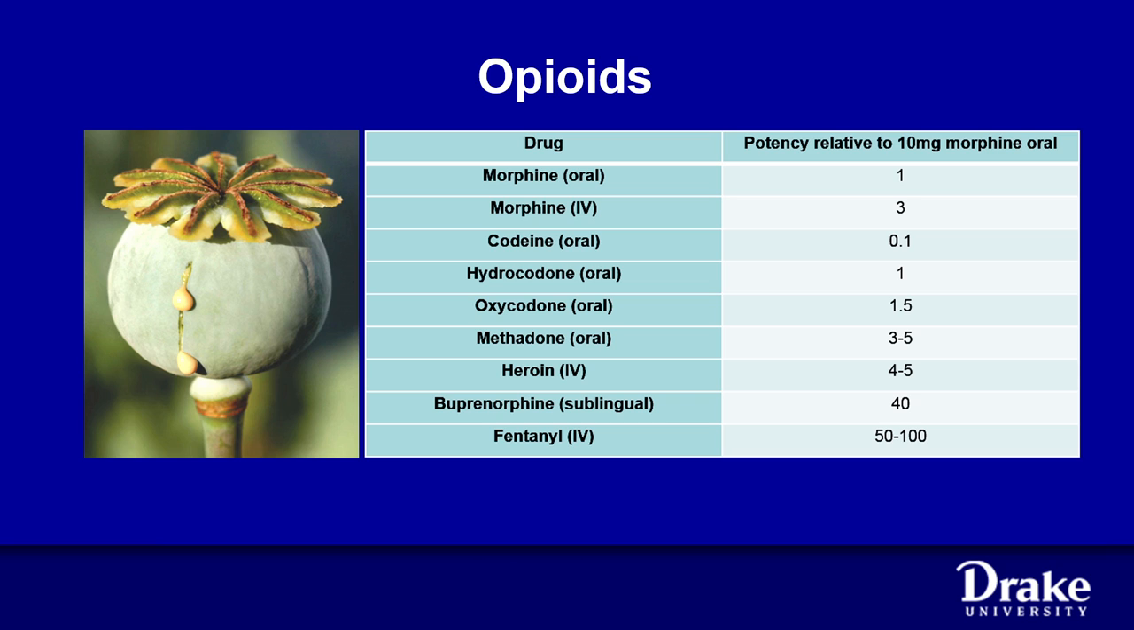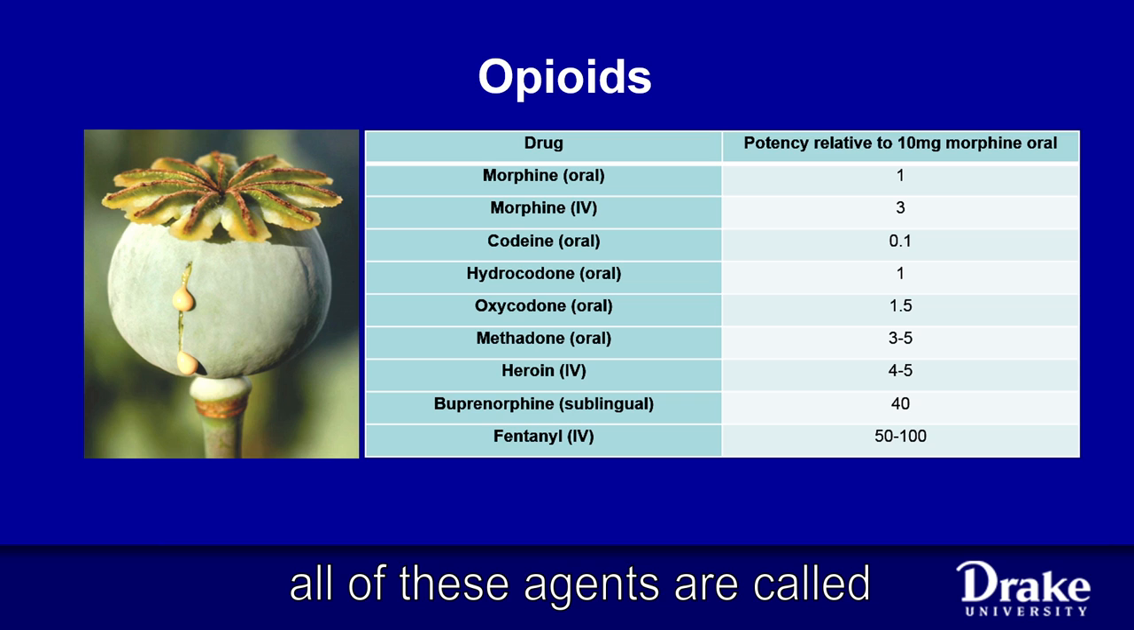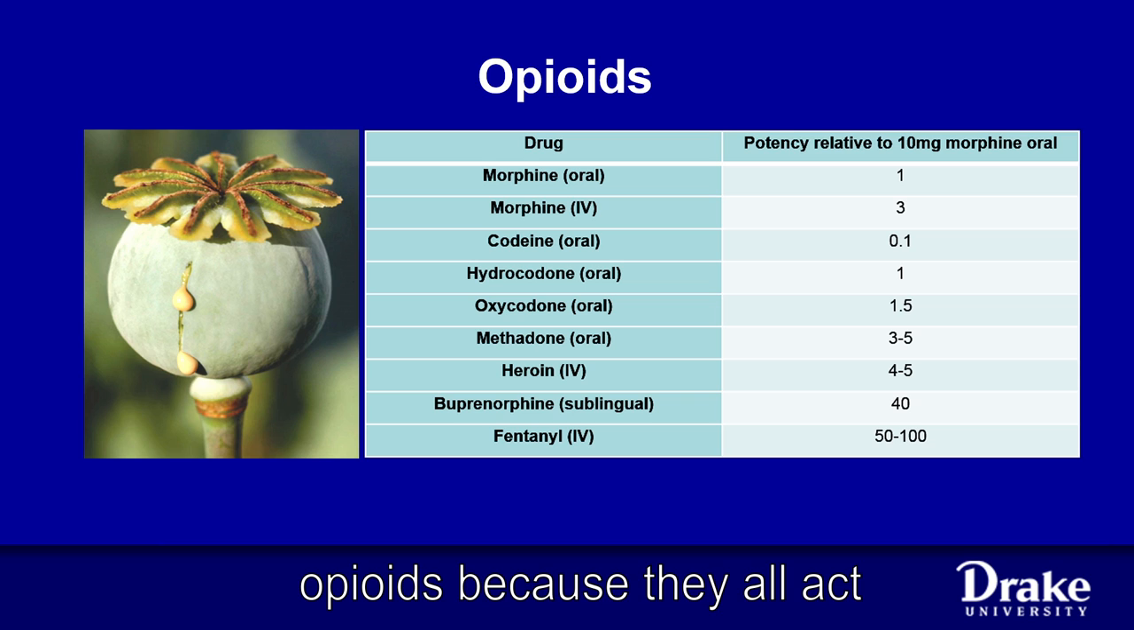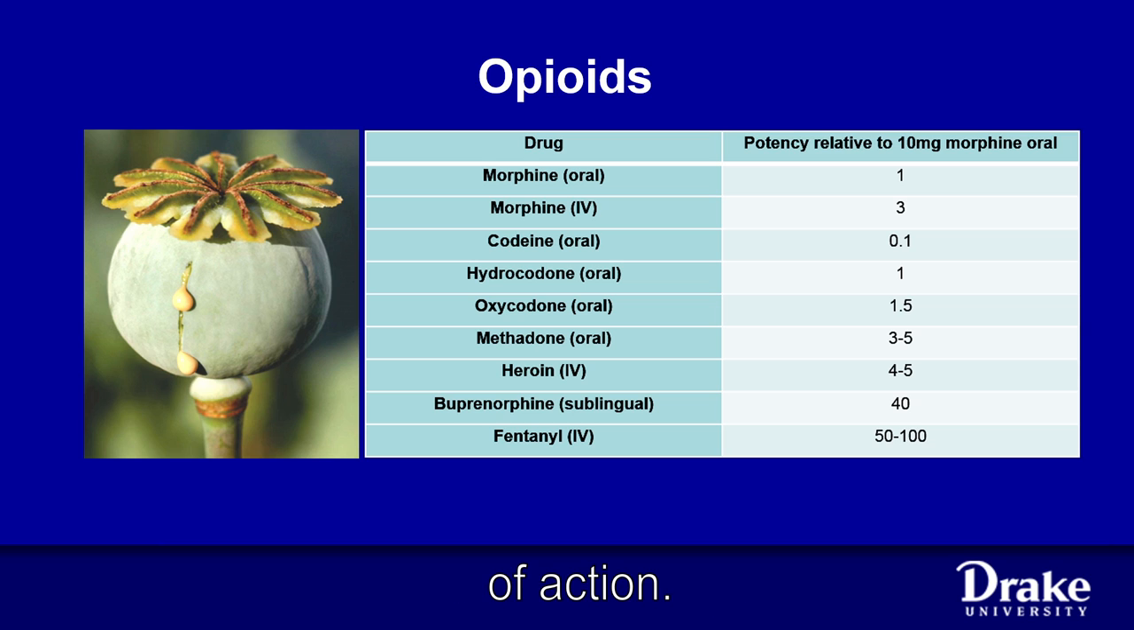So, big point here, all of these agents are called opioids because they all act by the same mechanism of action. They all act as agonists at the mu opioid receptor. They all stimulate the mu opioid receptor.